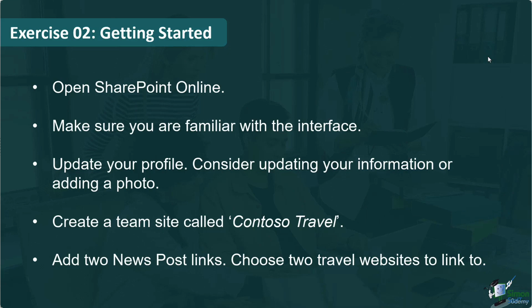Once you've done that, I'd like you to create a new team site and I'd like you to call it Contoso Travel. Once you have that site created, I'd like you to add 2 news posts and I'd like you to add news post links. And for this, I'd just like you to select 2 travel websites that you're familiar with to use as the links in the news area. That's it for this exercise. If you'd like to see my answer, then please keep watching.